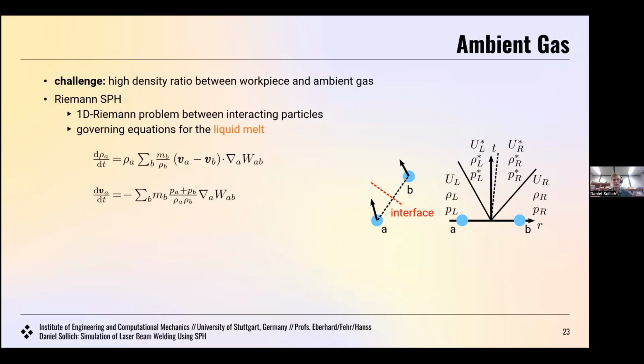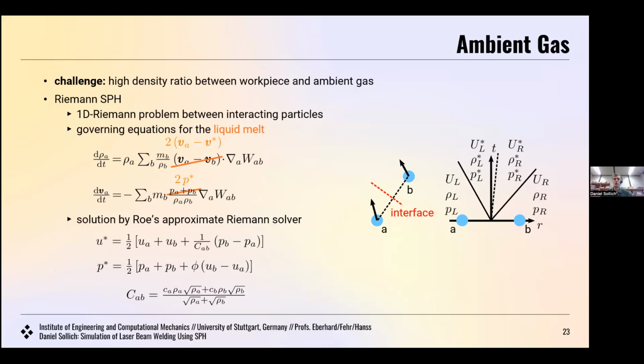Now I come to my last simulation example, the simulation including ambient gas. And here the challenge is to include also the high density ratio between the workpiece and the ambient gas. How do we tackle it? We tackle it by applying the Riemann SPH method, where we basically introduce a one-dimensional Riemann problem between interacting particles. And then we need to change our governing equation slightly by introducing an intermediate state. And this intermediate state we solve by using the Roe approximate Riemann solver.